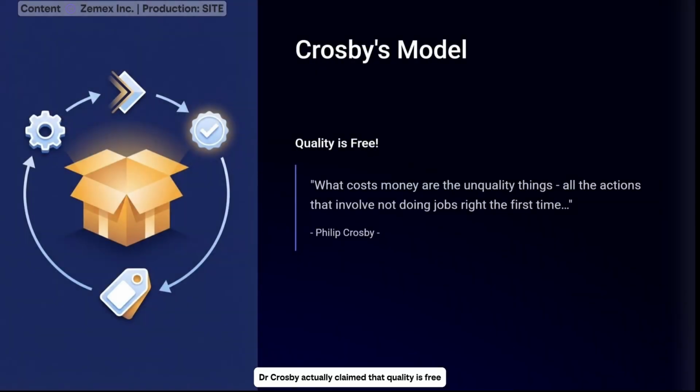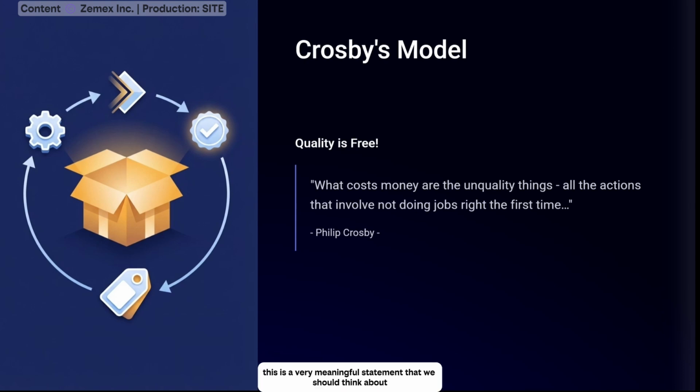Dr. Crosby actually claimed that quality is free. This is a very meaningful statement that we should think about. It means that if we do not make mistakes and do things correctly from the beginning, there is no need to pay additional costs due to quality issues. In this sense, quality itself is free. The costs arise only because we fail to pay full attention to quality from the start.